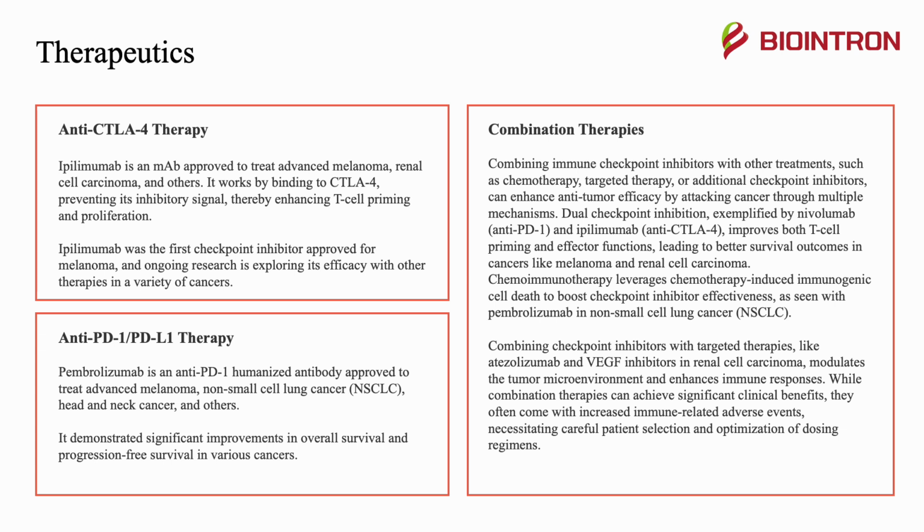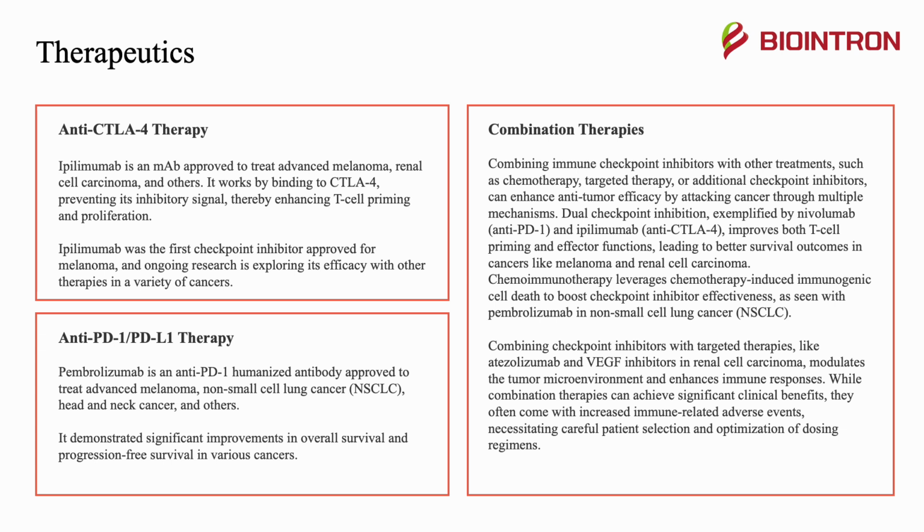Combination therapies involve combining immune checkpoint inhibitors with other treatments, such as chemotherapy, targeted therapy, or additional checkpoint inhibitors. This can enhance anti-tumor efficacy by attacking cancer through multiple mechanisms. Dual checkpoint inhibition, exemplified by nivolumab, anti-PD-1, and ipilimumab, anti-CTLA-4, improved both T-cell priming and effector functions, leading to better survival outcomes in cancers like melanoma and renal cell carcinoma.